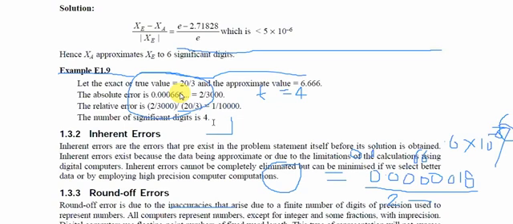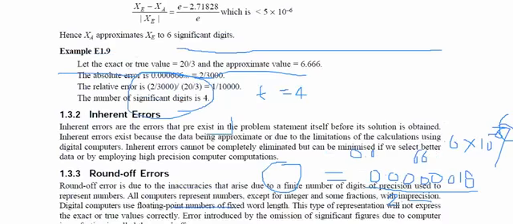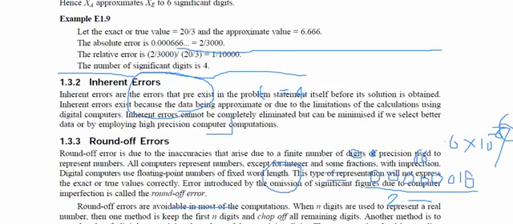Yes, sir. Okay, you write this in terms of 10 to the power -4. So this will be 1 into 10 to the power -4, and -4 means -3, and therefore this has 4 significant digits, which is less than 5 into 10 to the power -4.